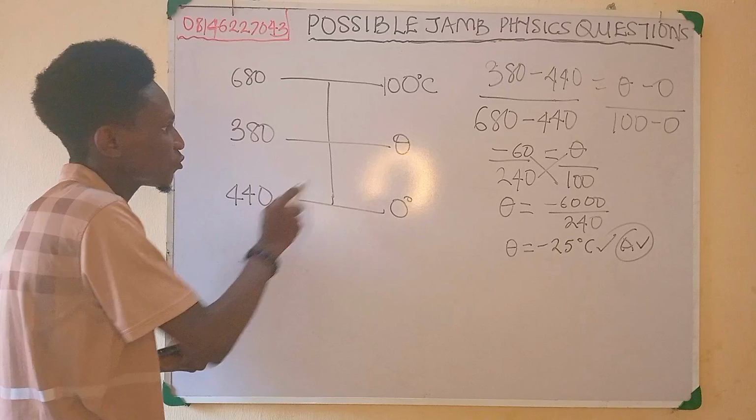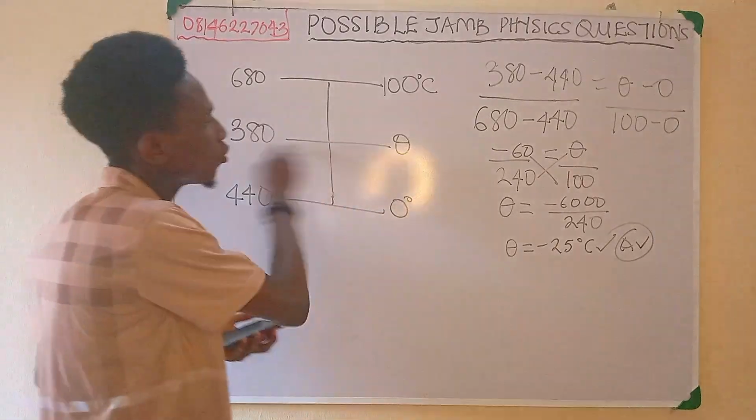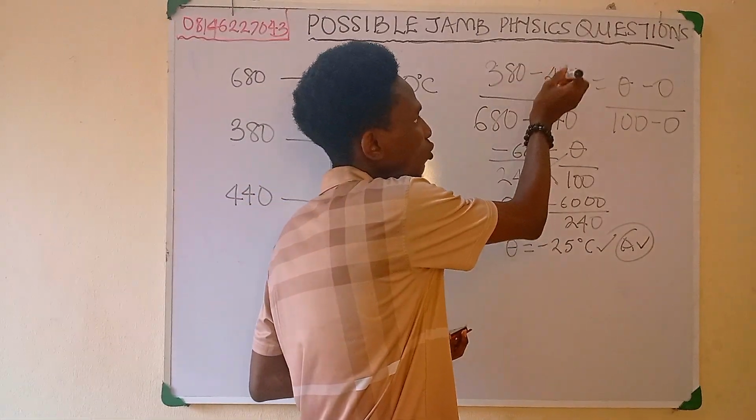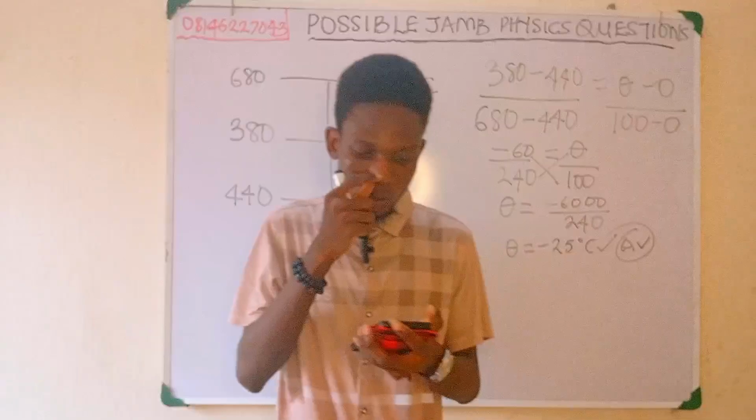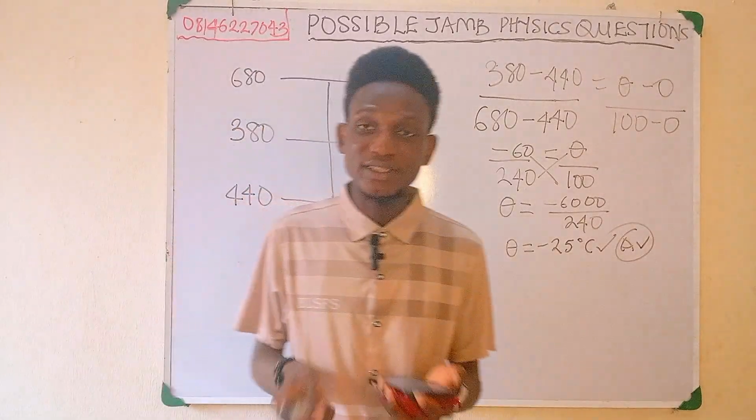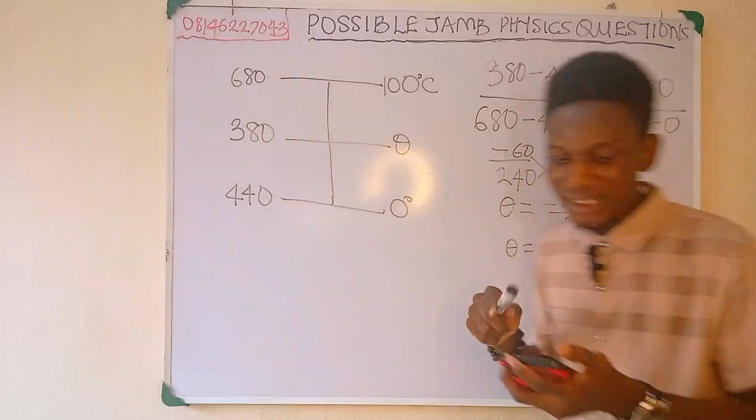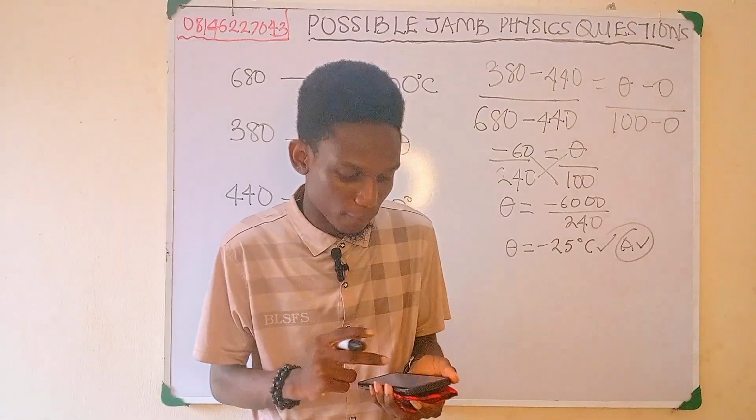So please always write it out well: upper fixed point, lower fixed point. Then the temperature you're looking for will be related on the second side. So you're going to have the temperature you're looking for minus lower fixed point, over upper fixed point minus lower fixed point, and you are good to go. So it's a very, very simple question. When you see a negative sign, don't just throw away the negative sign. Our answer is minus 25 here. Yes, there's also 25 in the options, so please be very careful.